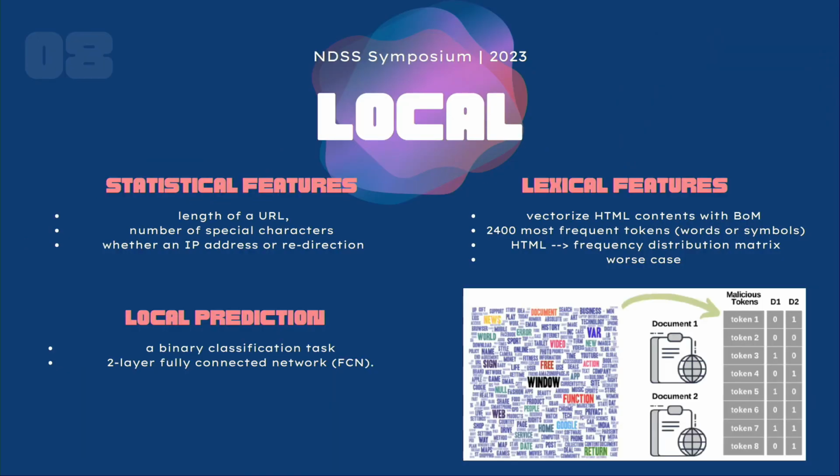So for the local part, it's very simple. We can just use a 2-layer fully connected neural network. And the input is also very simple features, like some basic statistics of the URL, and some vectorized features for the content of HTML, like we use the bag of words to find the word frequency as the input. The output is a probability about whether a node is a compromised target or not, right?